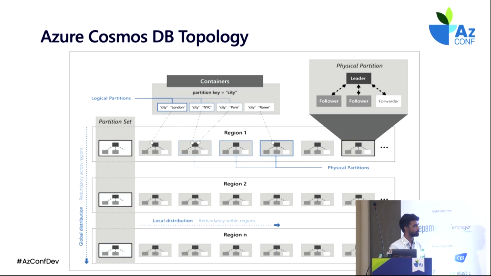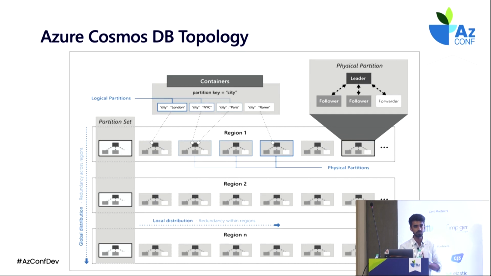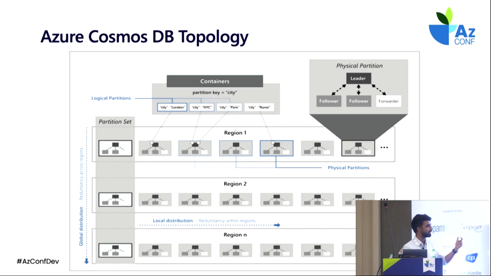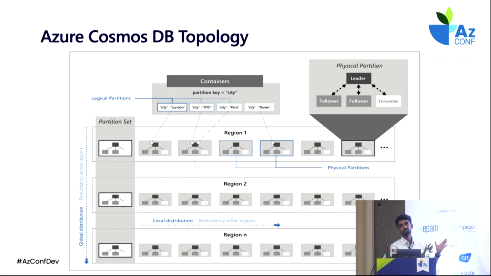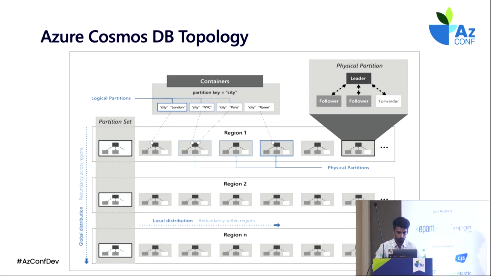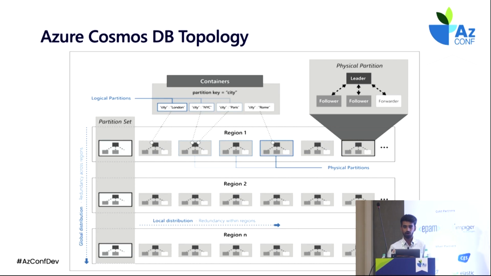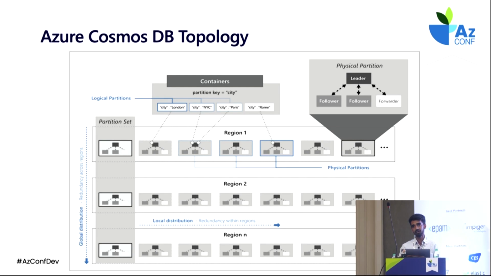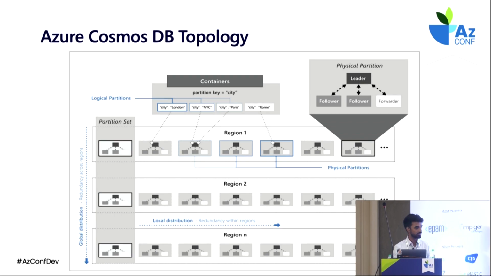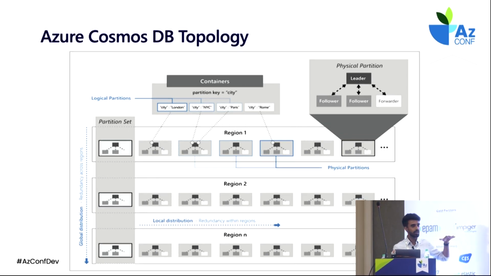The partition key might have different values, say a city called London, a city called NYC, and that's how we group the data. Those logical partitions will sit in the physical partition. Partitions are actually the physical machines, or group of machines, that we have in our data centers, which actually contain 4 replicas. So your data is replicated 4 times.